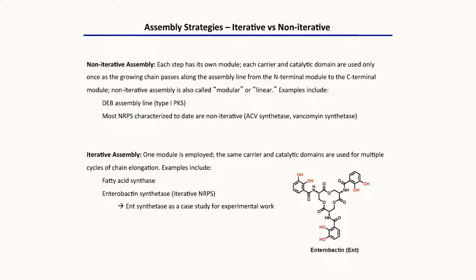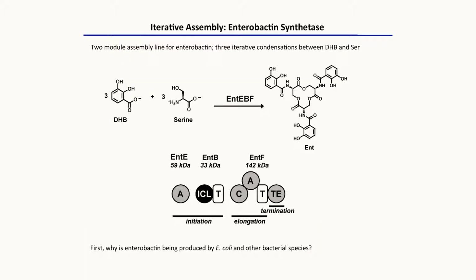Okay. So first, just an overview of building blocks, and then we'll talk about why organisms want to make this molecule, and then focus on the biosynthetic logic and experiments. So this molecule, enterobactin, is produced from two monomers. So we have 2,3-dihydroxybenzoic acid, or DHB, and we have serine here.